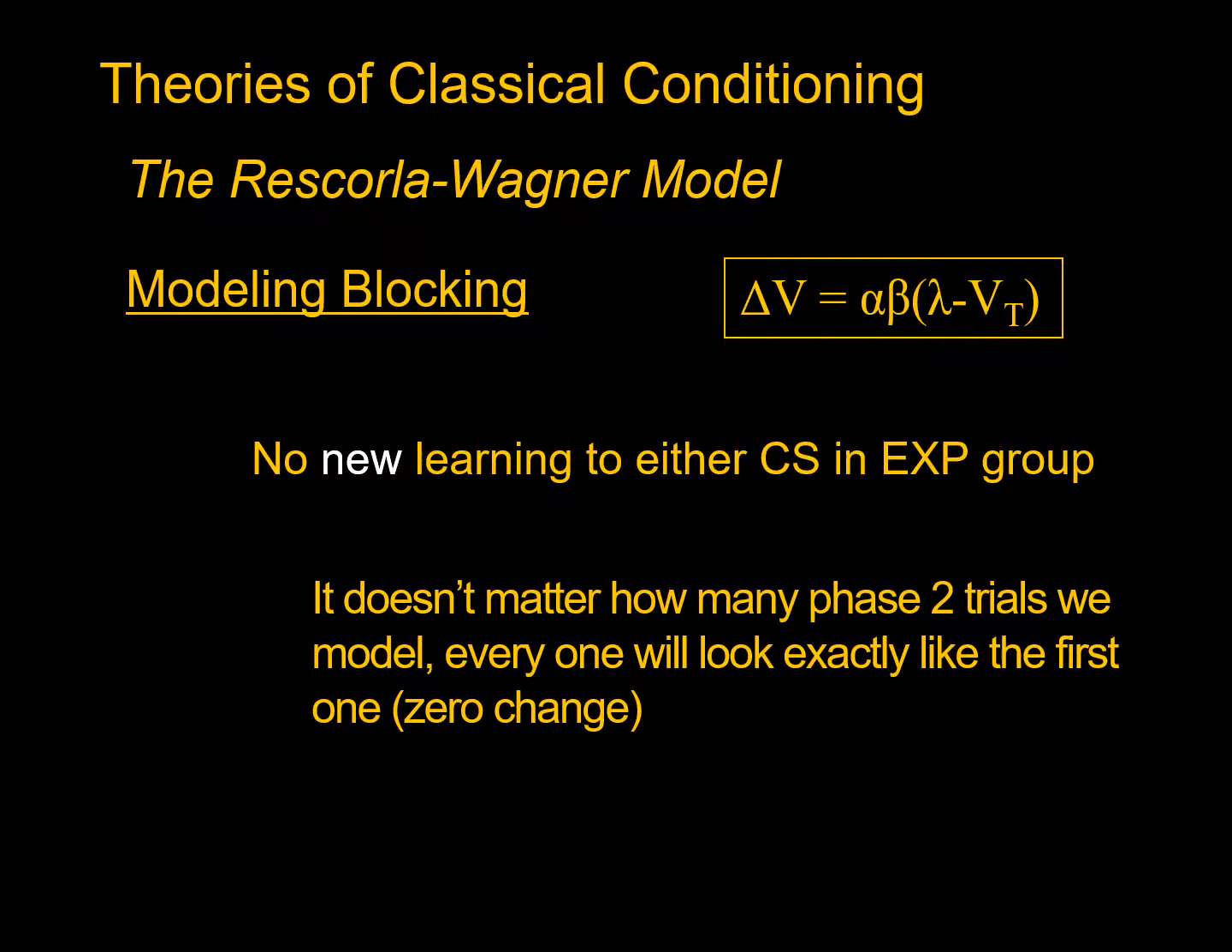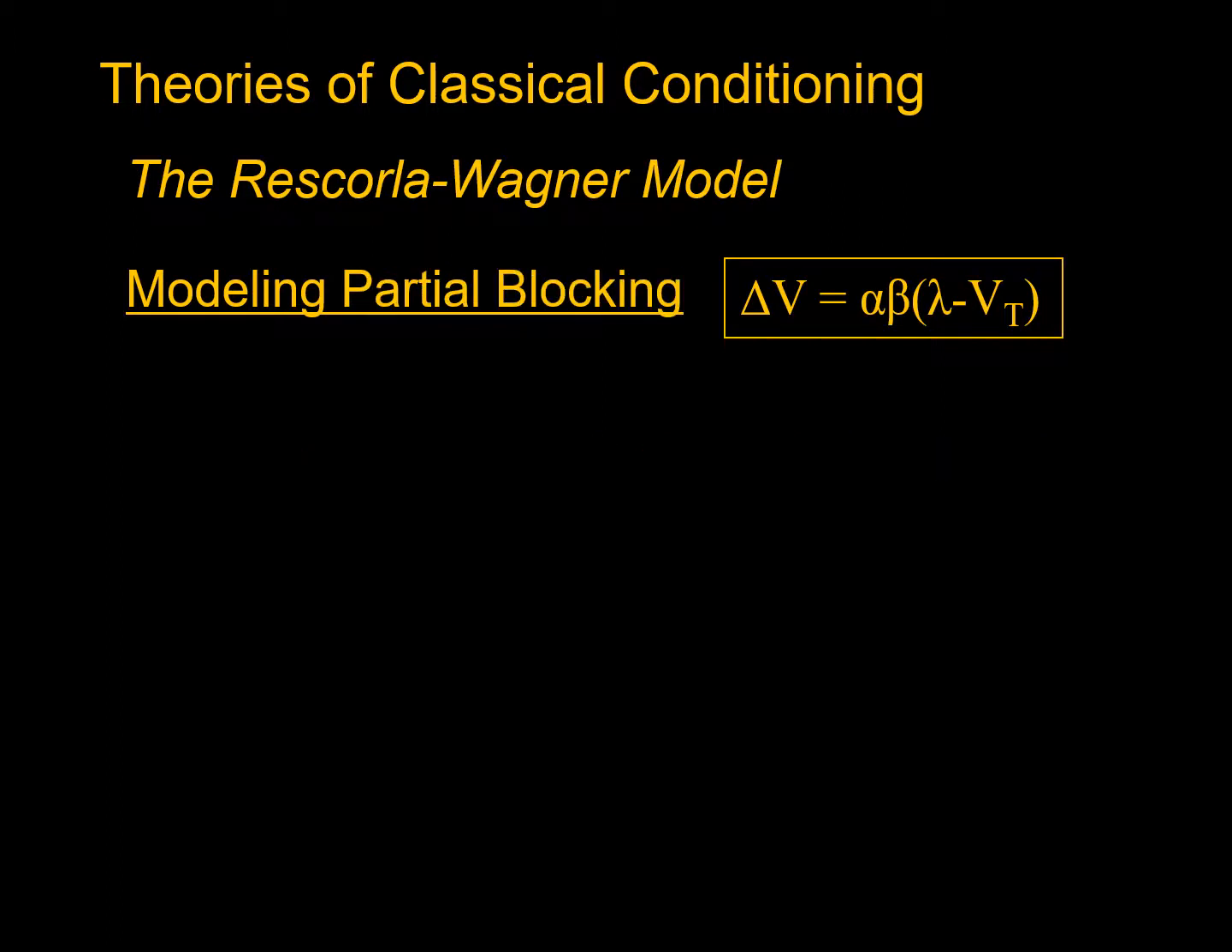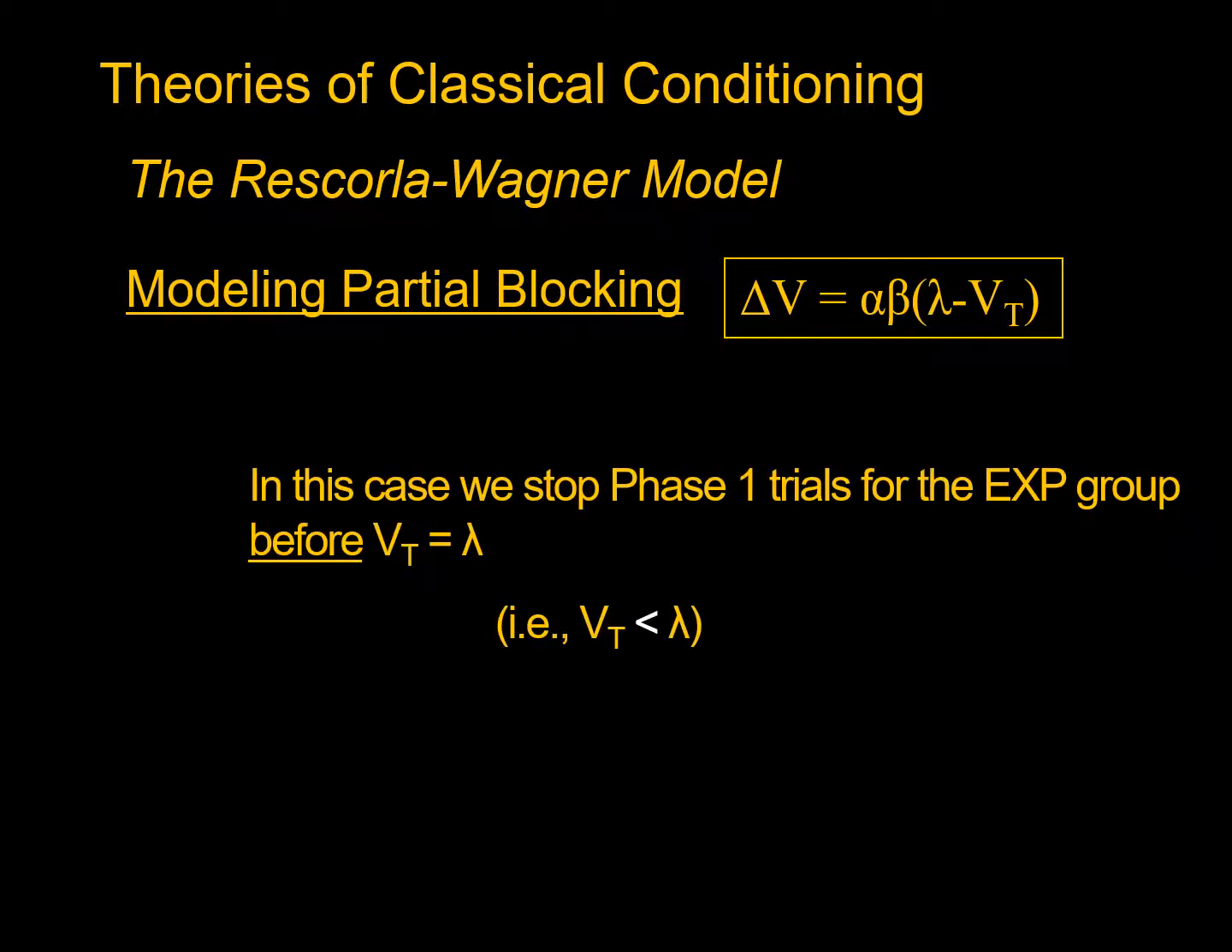Now, one little wrinkle here that I'll run through briefly. When you're modeling partial blocking, how are we going to do it differently? What would we change from the way I just described it? How is partial blocking different from the regular old full blocking? Yes, ma'am? You don't reach asymptote. Right, so we have stopped the phase 1 training at some time before we hit asymptote, so there's still some associative strength left. It's not going to be that hard to incorporate that idea into the model.